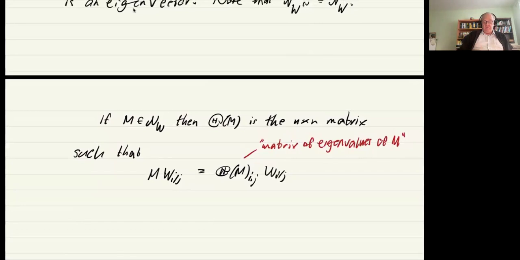in symbols. So we're saying we know this is an eigenvector for M by definition, and so there's an eigenvalue, and we're calling it this. And since we've got n by n of them, we're going to stuff them in a matrix, which we call theta of M.